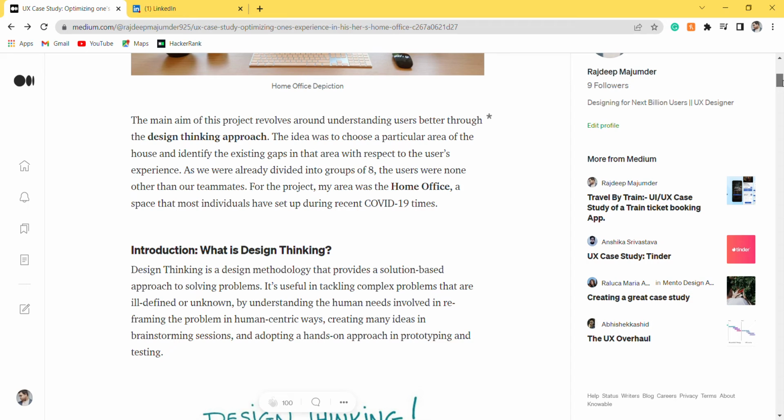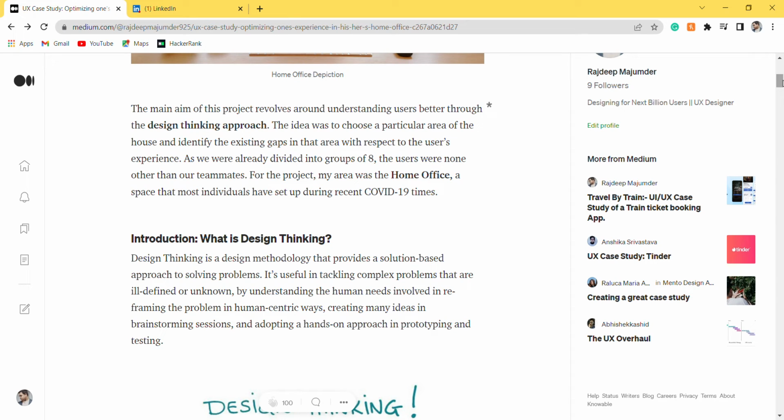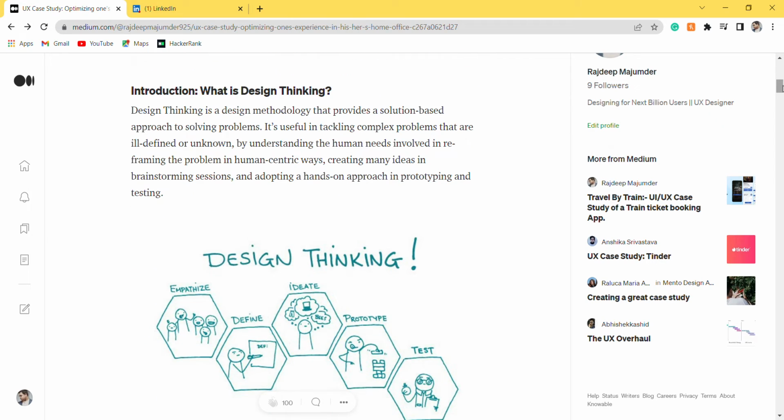So I have used the design thinking approach. And why do I use the design thinking approach? It is because this approach is useful in tackling complex problems where the problem statement is ill-defined or the problem is unknown. So, by understanding human needs, I tend to bring out solutions through this process.